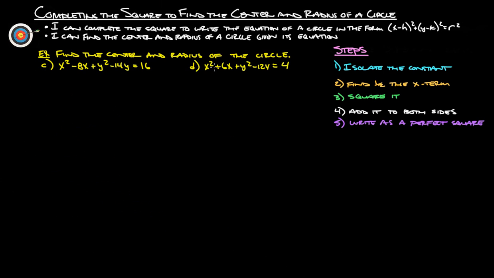Here we go. Find the center and radius of the circle. Okay, so here's what we've got. So now we've got this whole completing the square business that we want to do here. Really what we're going to do is complete the square for the x and for the y. First step is to isolate the constant. It's already by itself. This step is already taken care of for us.